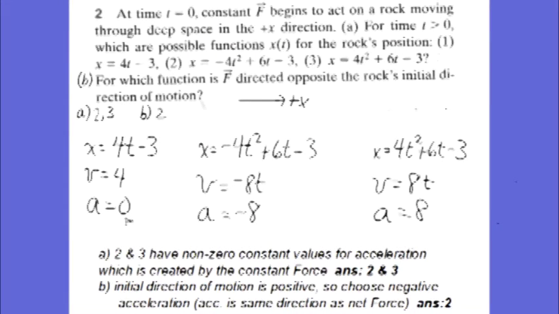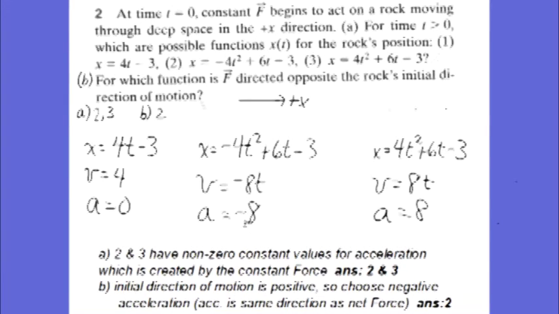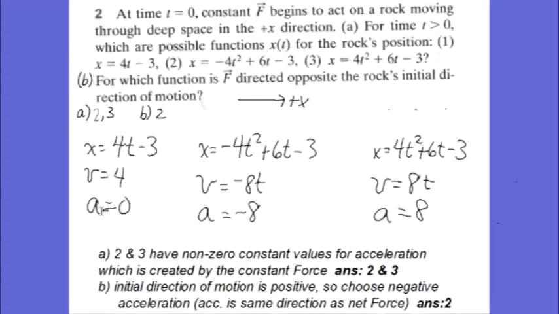And when I take the derivative a second time, I get acceleration. So for the first one, acceleration equals 0. For the second one, the acceleration is -8. And for the third one, the acceleration is +8. So a constant force produces a constant acceleration. So in choices 2 and 3, I have constant acceleration that is non-zero. And therefore, those are the ones that could be created by a constant force. 0 acceleration would be created by 0 force.